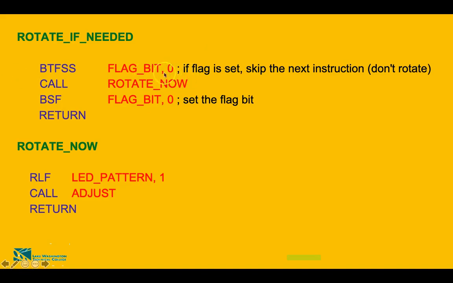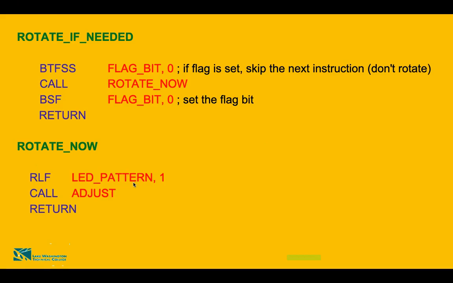If it is 0, then it is going to go here, call rotate. So call rotate underscore now. This rotate underscore now is again another subroutine. It's going to go here. So under subroutine, what does it say? It says RLF, which means rotate left. And you see here LED underscore pattern, in which we had this literal number, which was 0001 and then 0000.